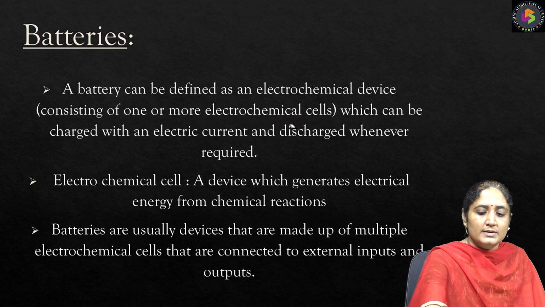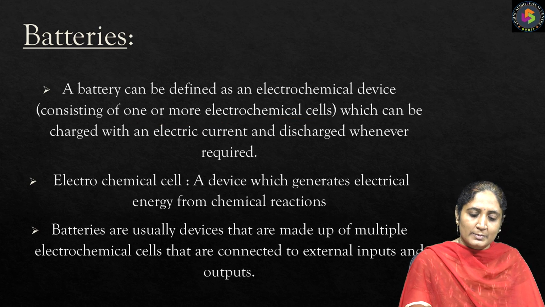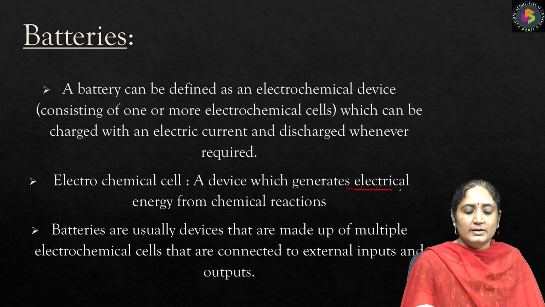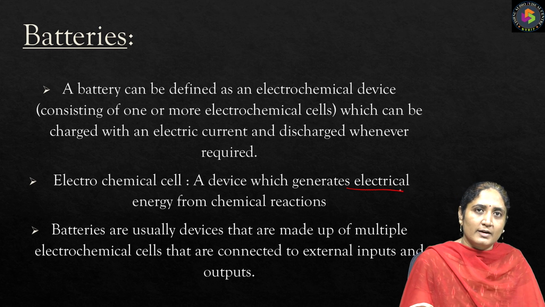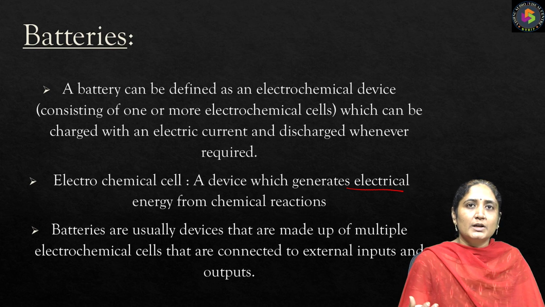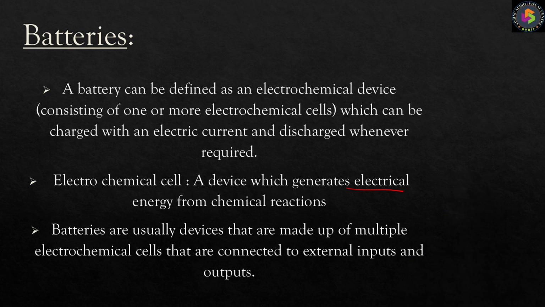Come to the first case, the electrochemical cell. What is meant by an electrochemical cell? It is a device which generates electrical energy from chemical reactions. That means many chemical reactions take place, and from those chemical reactions some amount of electrical energy is produced. As we know, the galvanic cell, which is a voltaic cell, is one of the electrochemical cells.